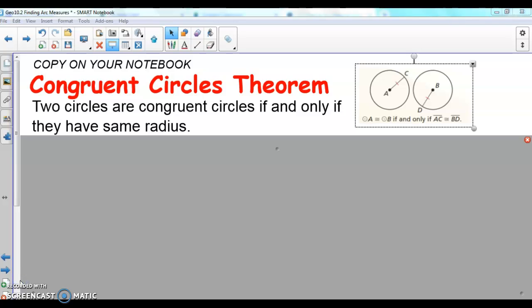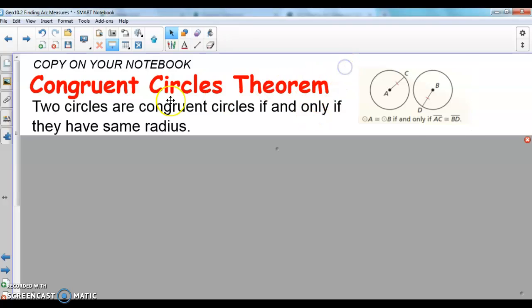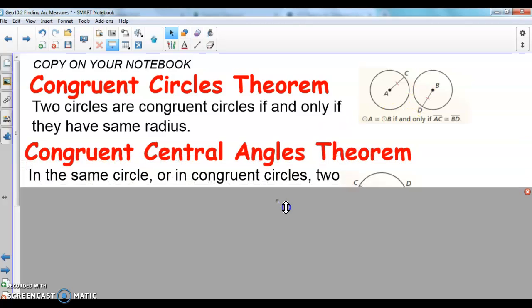Here are other theorems that are useful in finding arc measures. The first one is congruent circles theorem. Two circles are congruent if and only if they have the same radius. So in this picture, the radius AC has the same number of tick marks as radius BD. So if the two radii are congruent to each other, then the two circles they belong to are also congruent. Let's look at another one.